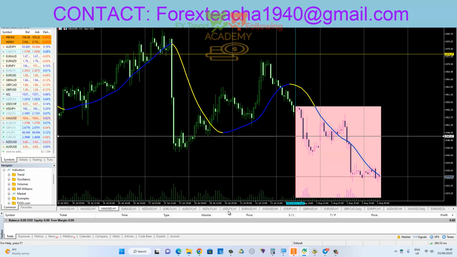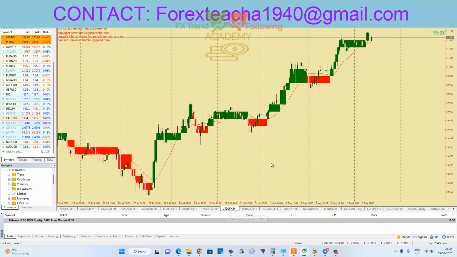So let us quickly go and load the US dollar index at that specific time. US dollar index on 1 August at 11, which is somewhere around here. So you can see that it was strong right here. It was strong, which is another confirmation, another 50 confirmation, that you find your gold weak.